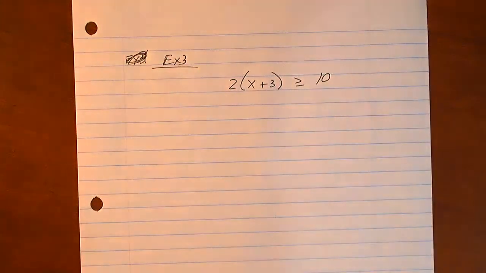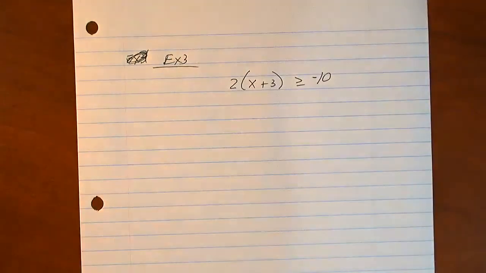There we go. I'm sorry, negative 10. There we go. I'm struggling with this example. I apologize for that. But there we go. 2 times the quantity x plus 3 is greater than or equal to negative 10. Okay? So this is a problem where we can solve it 2 different ways. Just like we did with equations.